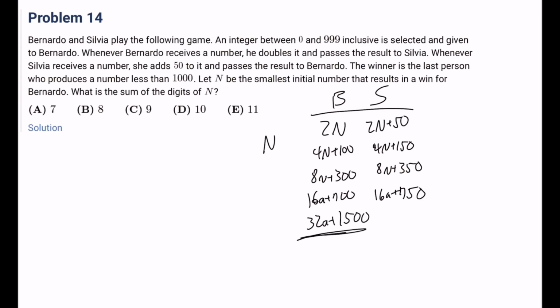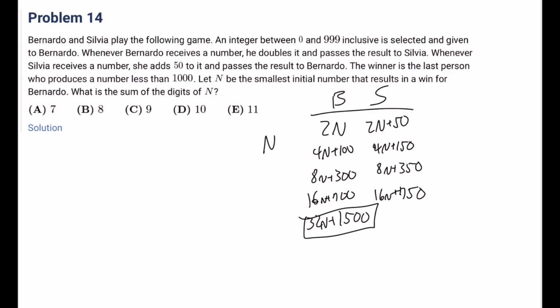1500, and this number, however small n may be, since it's an integer between 0 and 999, sorry, not a, it should be n, right, here and here and here, so it's 16n and 16n and 32n. So however small n may be, it cannot be negative. That's why this must be positive.